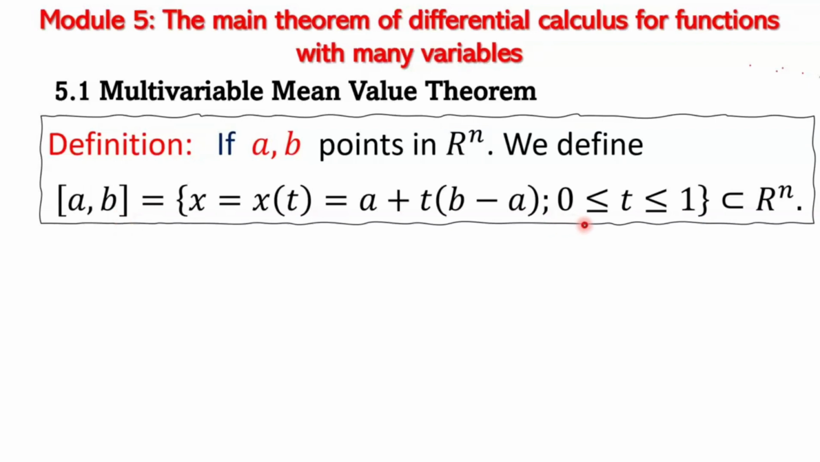Now if you take t equals 0 and put it here, you will get A, which is the initial point. And if you take t equals 1, then you will get A + (B − A), which gives you B, the endpoint.